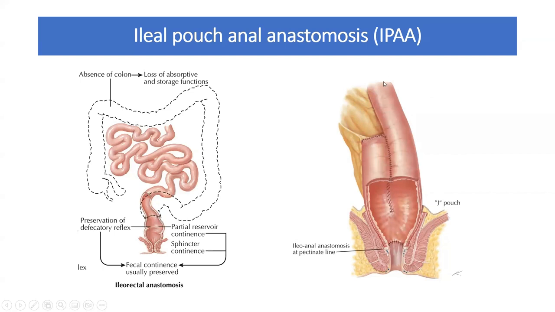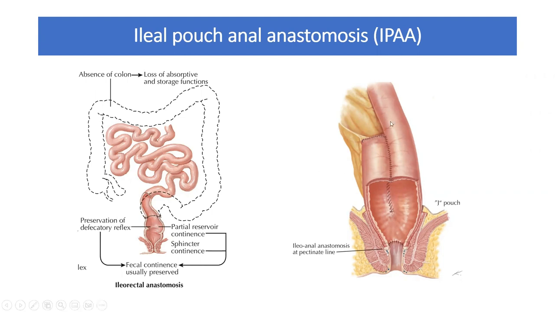And this is because it is taking the J shape. As you can see, it is taking that J shape, so we call it a J pouch. And now you understand the concept of this operation. So this is the first step, okay? The first step is to understand the anatomy of this area.